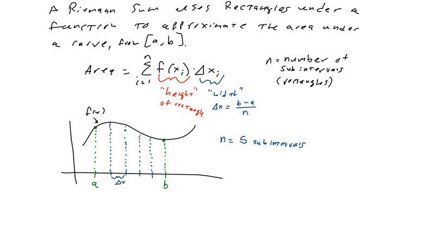And then my height is going to be each of these different heights in my function. These are all the f of x sub i's. All these are the heights. This is f of x sub 1, this is f of x sub 2, on and on. So you have all these different heights and you have all these different widths.